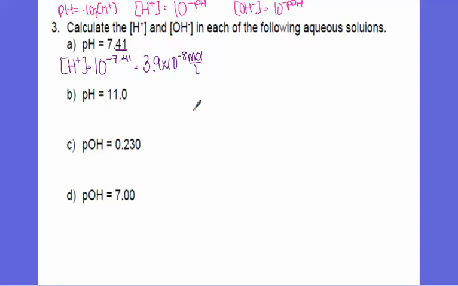So now we want to find the OH minus concentration. So how am I going to find that? Yeah, we could do that. We could find the pOH. We could do 14 minus 7.41 and then 10 to the negative whatever that answer is. Or you can use the KW formula. This one is on your formula sheet.